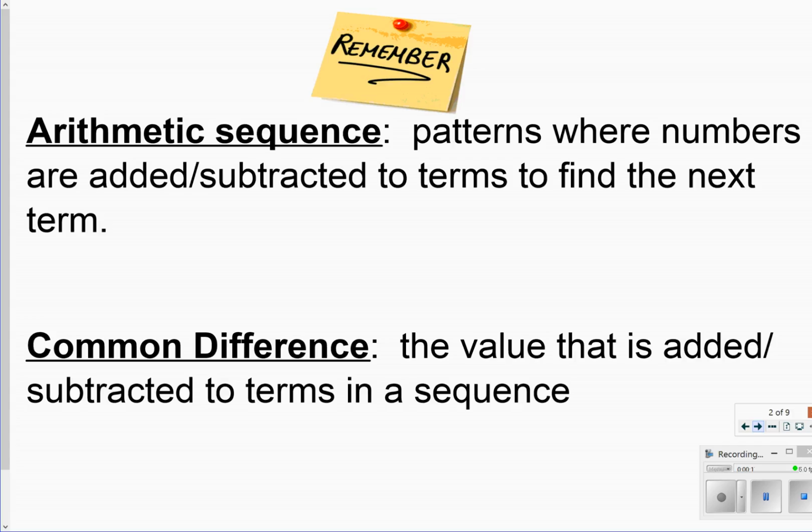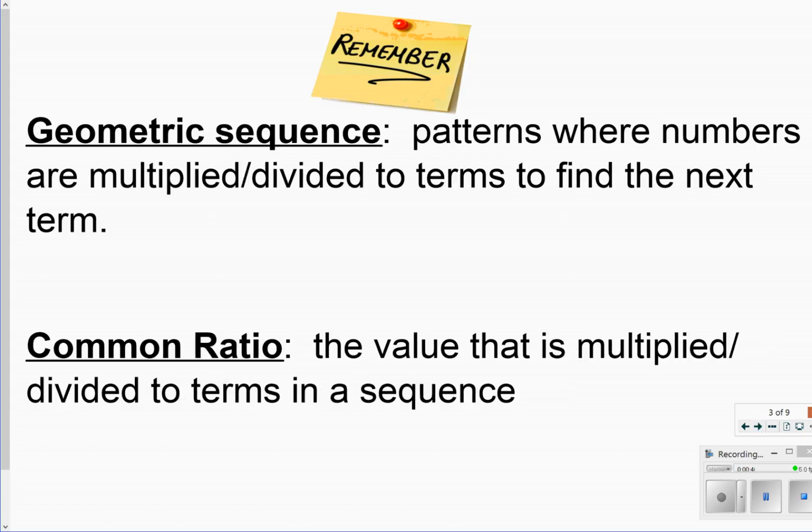The first kind of pattern is an arithmetic sequence. An arithmetic sequence is where patterns of numbers are added and subtracted to the terms to find the next term. And a common difference is what that value is called. So the value that we add or subtract to the terms to get into the next value is called the common difference. We'll explore that more in a minute.